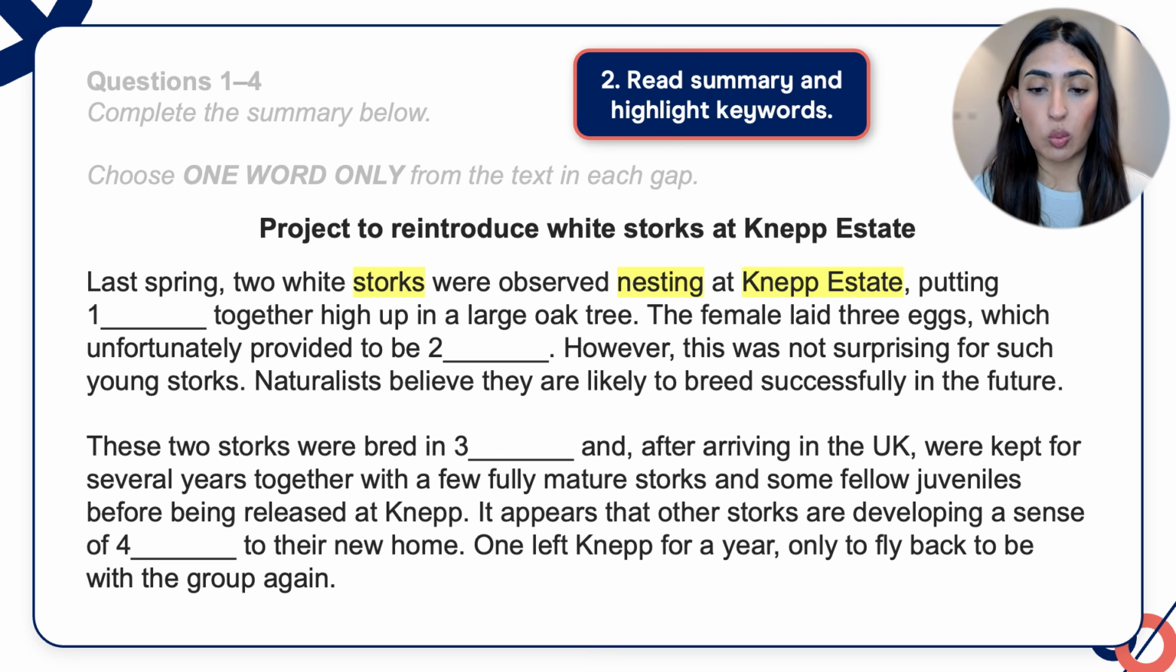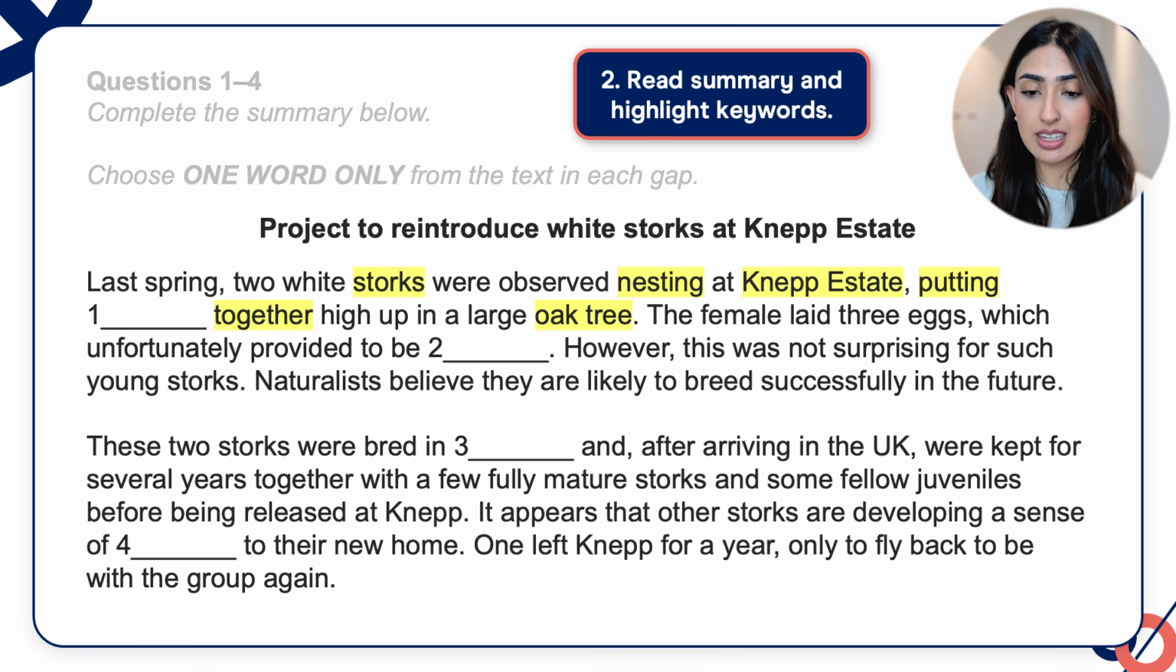I'll also highlight what goes around the blanks, putting blank together. Oak tree also seems like an important detail that will lead us to the correct answer because it's where the storks are putting something together. Great! Let's keep reading. The female laid 3 eggs, which unfortunately proved to be blank.